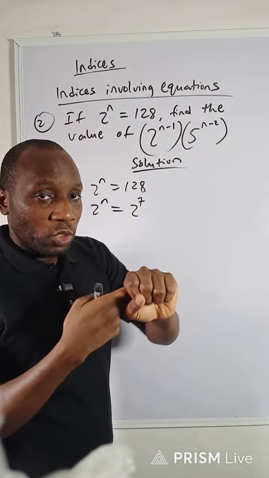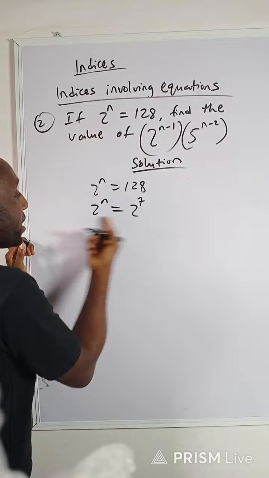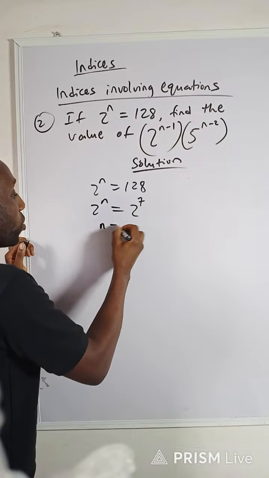64 times 2 is what? 128. So that's why. Now, the same base, let's equate the exponent. So n is equal to 7.